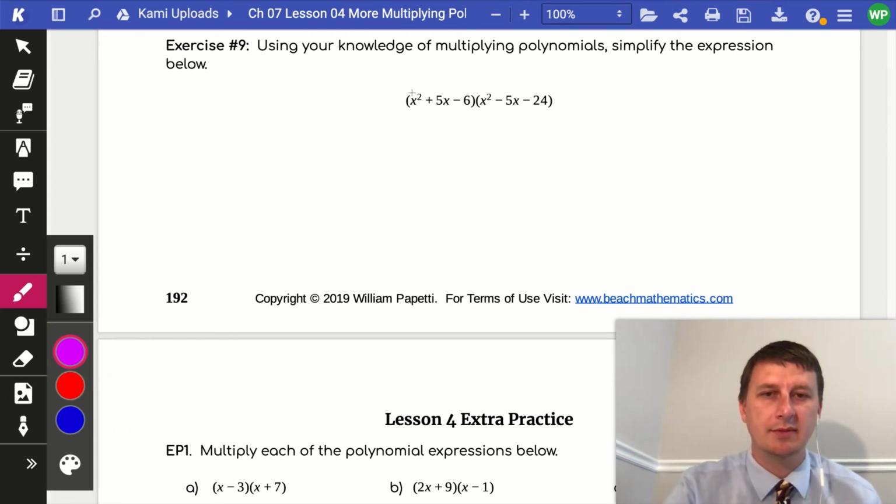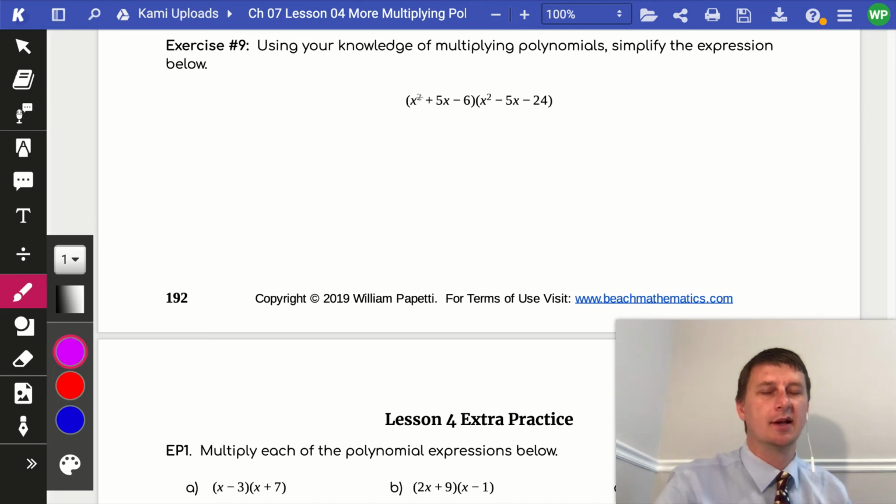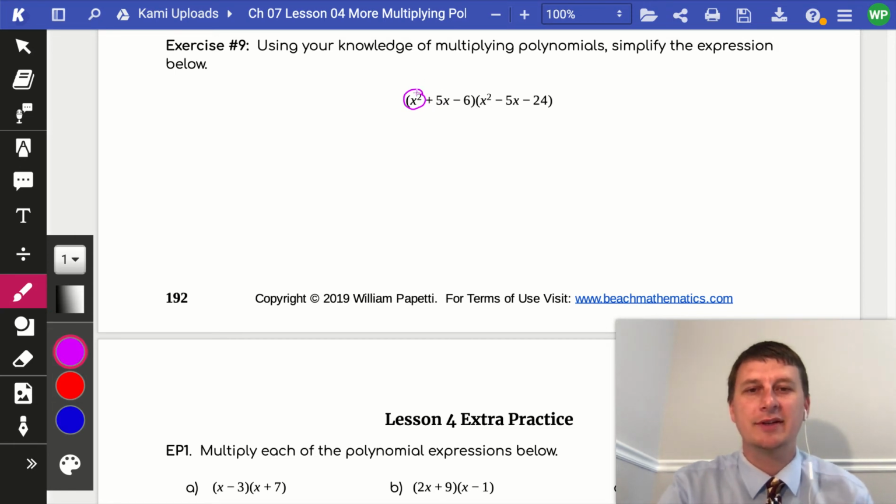But we're going to multiply our first term times everything in our second set of parentheses, then our second term times everything in our second set of parentheses, and then finally our third term by everything in our second set of parentheses. So we're going to do quite a bit of distribution here, starting with x squared. I'm going to circle my terms. And I'm going to do each term a different color as well.